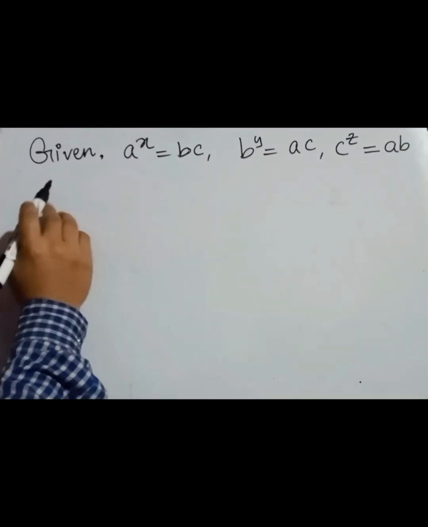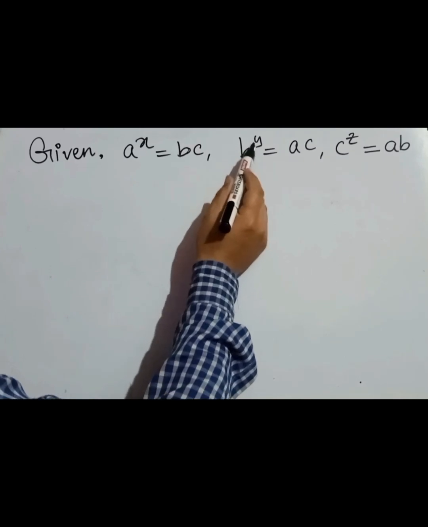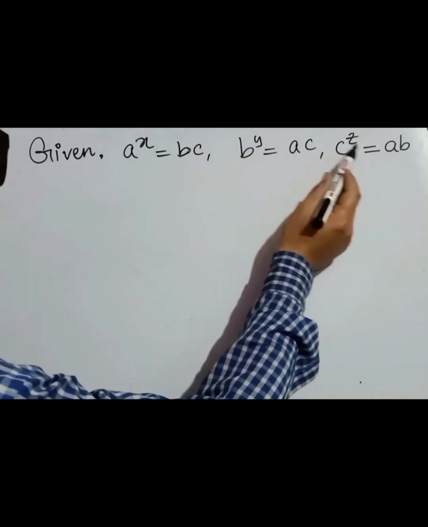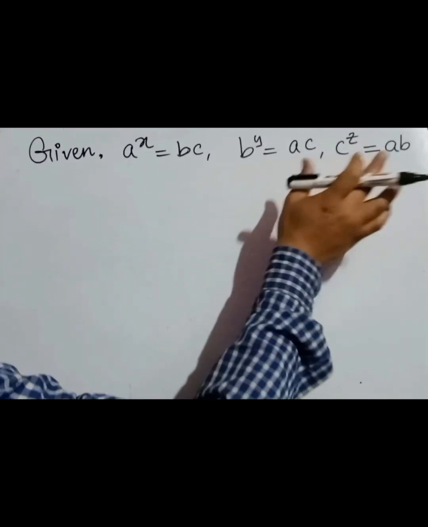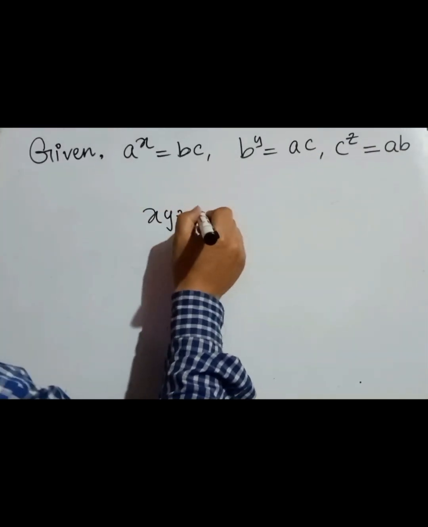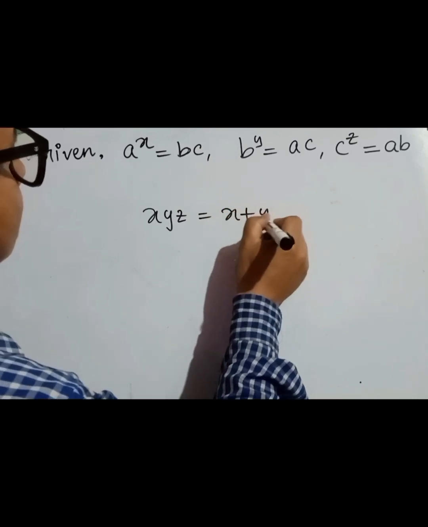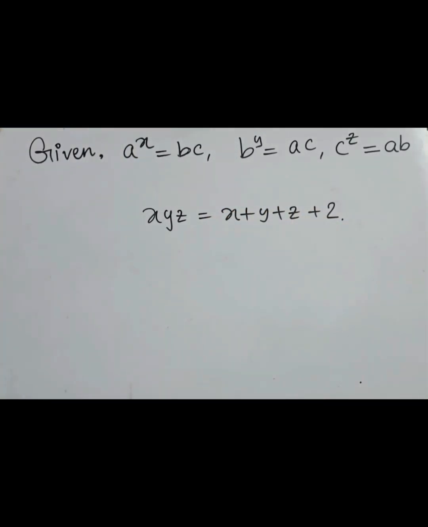It is given by the question that a to the power x is equal to bc, and b to the power y is equal to ac, and c to the power z is equal to ab. And by using these three relations, we have to show that x into y into z is equal to x plus y plus z plus 2. Now let us begin the solution.